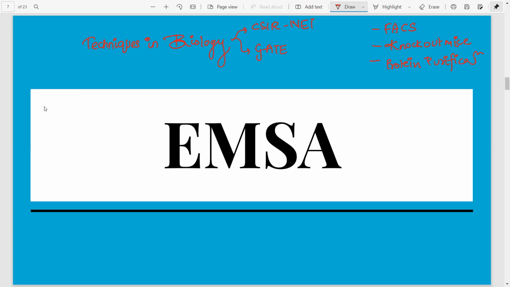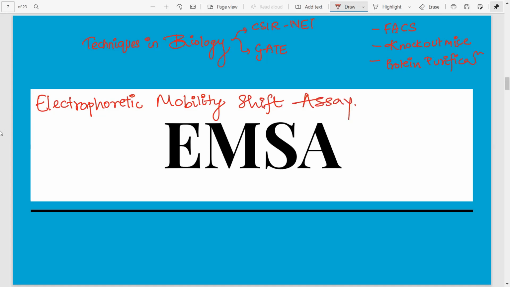So for today, we are going to discuss the technique EMSA. So what does EMSA actually stand for? It stands for Electrophoretic Mobility Shift Assay. So simple full form, Electrophoretic Mobility Shift Assay. The name itself gives a lot about the technique. As you can see, the technique has to do something with electrophoresis. So we are going to electrophorese some DNA or protein, let's see what it is, and we are going to observe the shift in mobility.